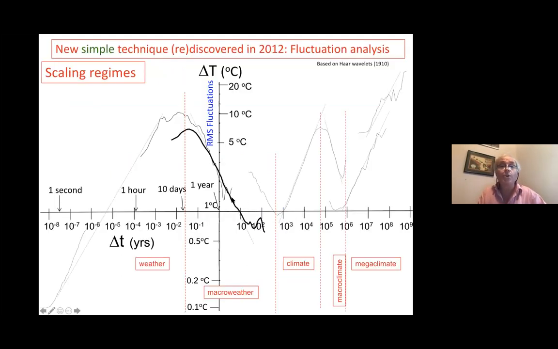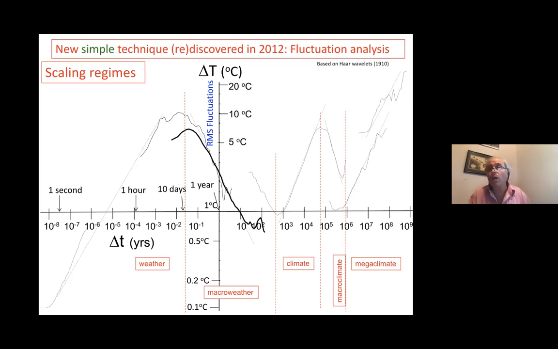Well, what you can do is revisit the data that I showed you in the spectral data, and revisit it in real space, which will make things much clearer and avoid this factor of 10 to the 15. You can use, in fact, Haar wavelets. I call it fluctuation analysis because you don't actually need the whole wavelet machinery.